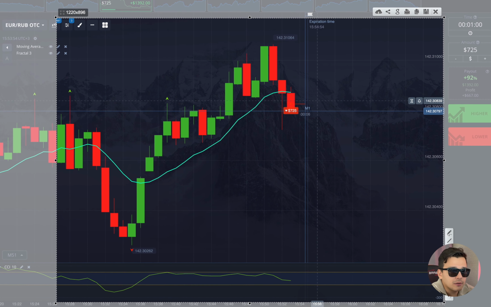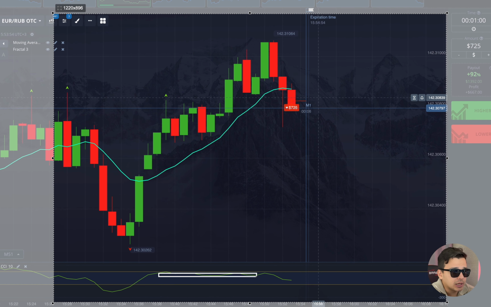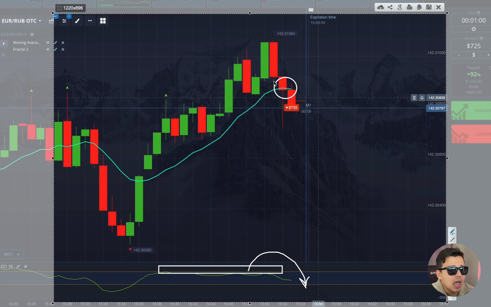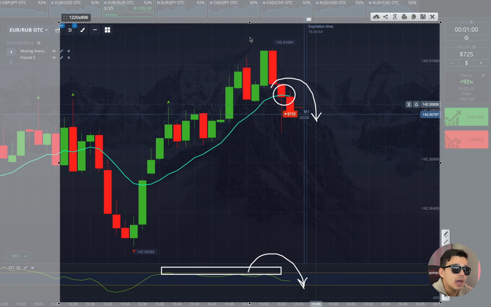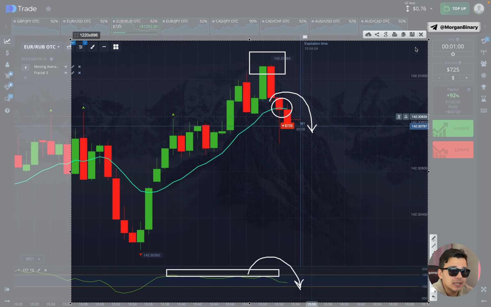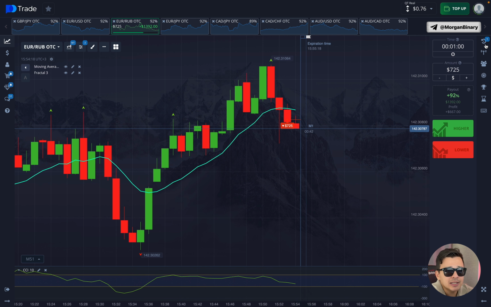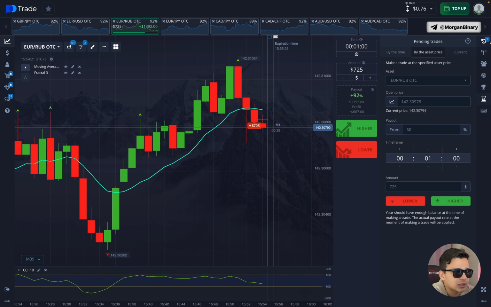We had a reversal from the overbought area on my oscillator. There was a crossing of the weighted moving average from top to bottom and also the formation of a local high, I think, should happen here. Let's look at this trade. We have about several seconds left until its completion.